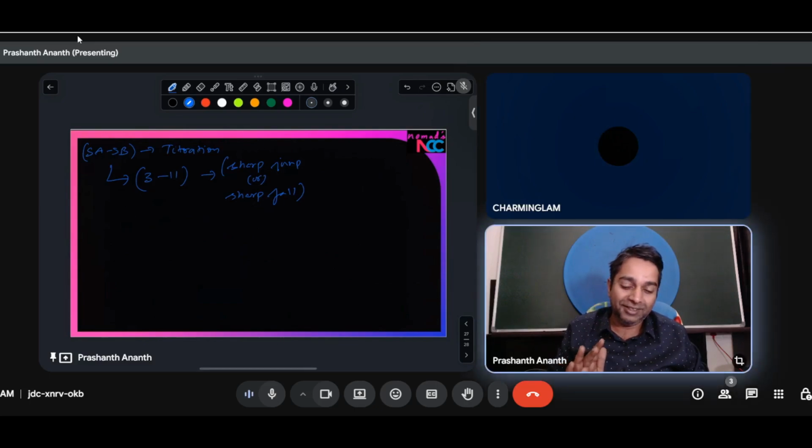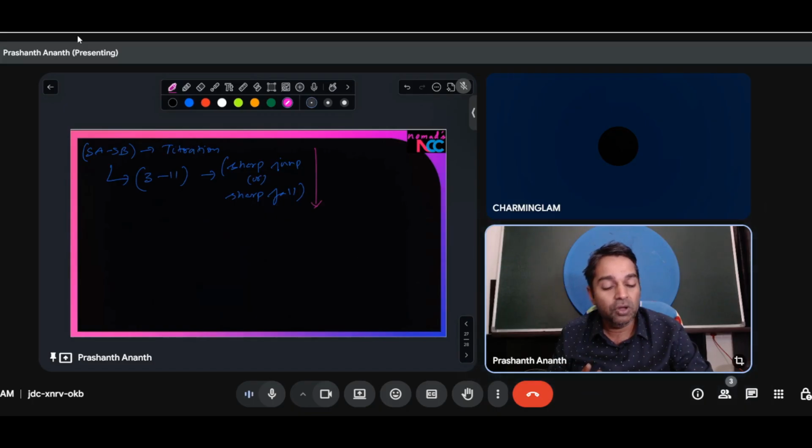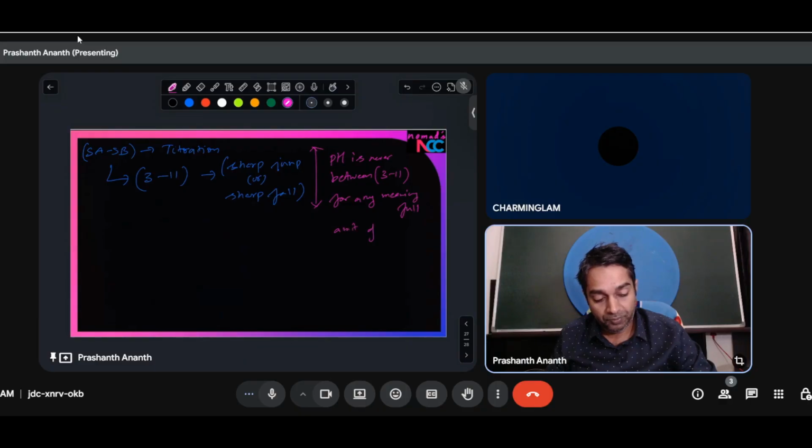No, that is correct. That part is correct. But what does that really translate to from our indicator discussion? The pH is never between 3 to 11 for any meaningful amount of volume. That is the key point to understand here.